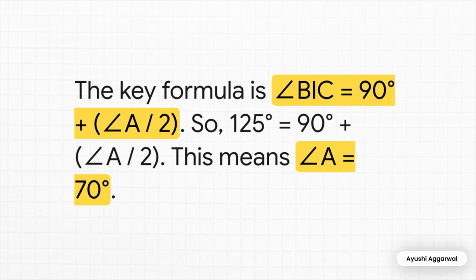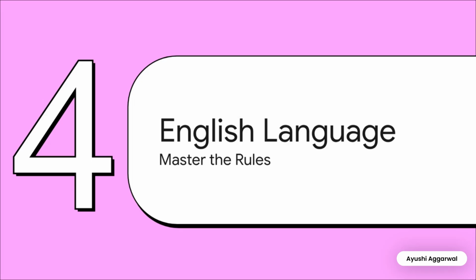The angle at the incenter BIC is always equal to 90 degrees plus half of the opposite angle, which is angle A. All we have to do is plug in the numbers. 125 equals 90 plus A divided by 2. You do a little bit of quick math, and you'll find that angle A is 70 degrees. You have got to commit this formula to memory. It's a real lifesaver.